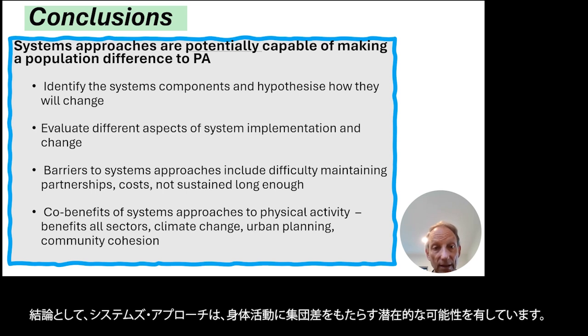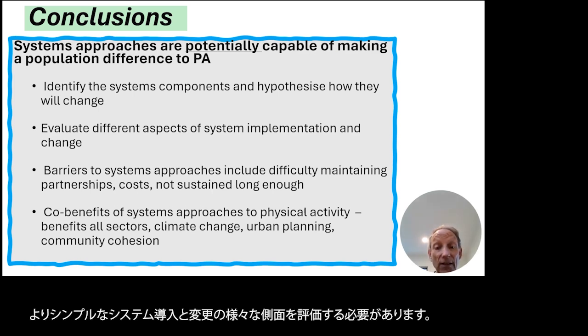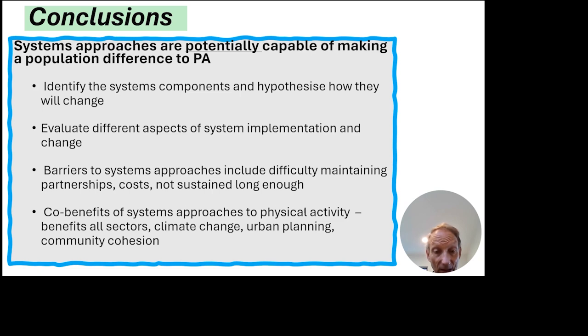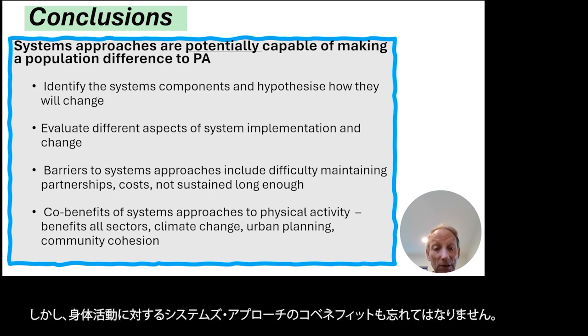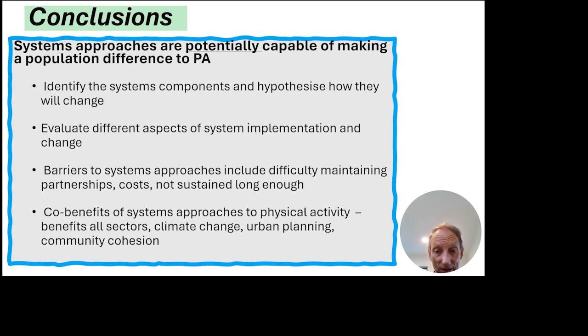In conclusion, systems approaches are potentially capable of making a population difference. We need to identify the system's components and hypothesize how they will change. We need to evaluate different aspects of system implementation and change. We need to identify the barriers to systems approaches, including the difficulty of maintaining partnerships, the high costs, and the difficulty in sustaining interventions for years. But we also need to remember the co-benefits of systems approaches to physical activity. This benefits other sectors, including climate change, urban planning, community cohesion, much more than just health outcomes alone. Thank you.